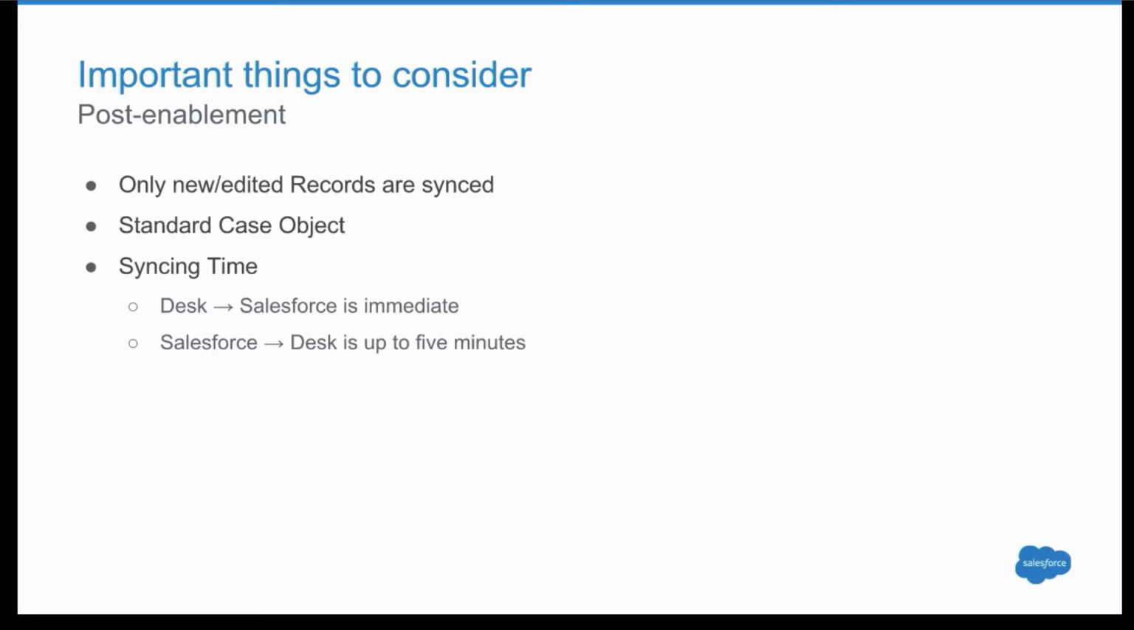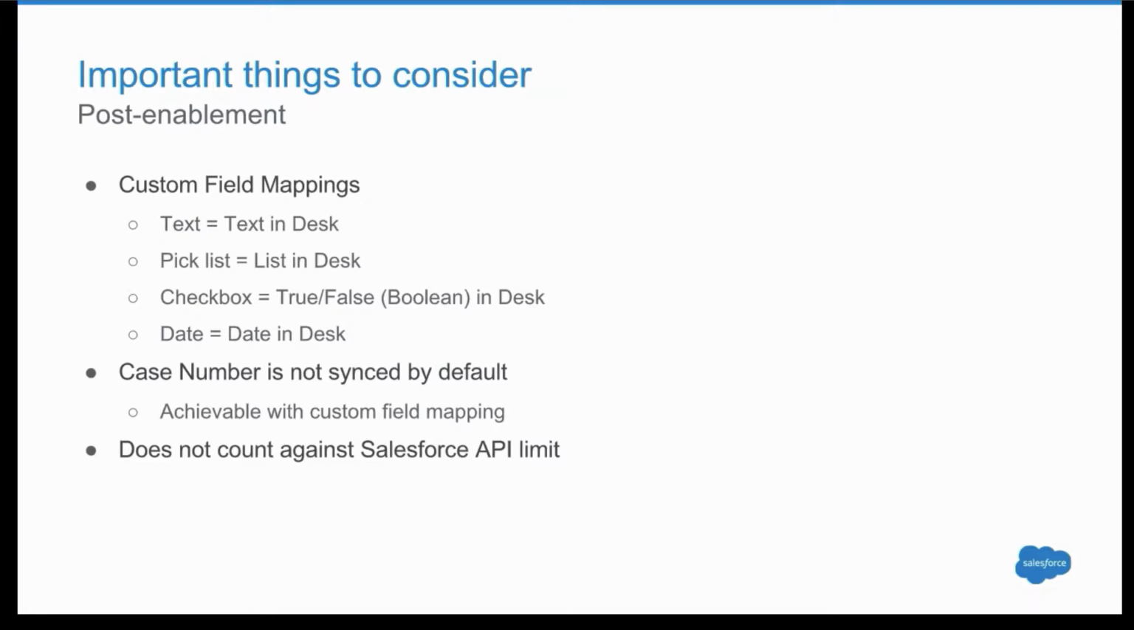Next here is field mapping. What's great about Desk Connect is that we not only give the ability to bi-directionally sync information, but on top of that, you can also map fields. If you have custom fields created in Salesforce, you have the ability to map those over to Desk, so your Desk agents have the ability to see that information as well.